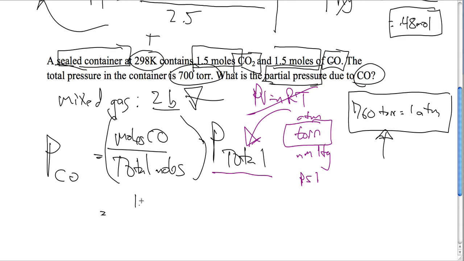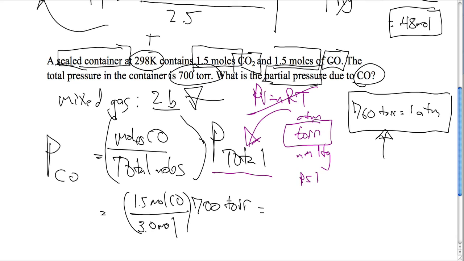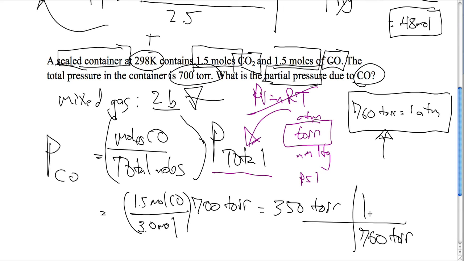So we have 1.5 moles of CO. Total moles is 3.0 moles. And we're going to multiply that by 700 torr. Notice this ends up being 0.5. 700 divided by 2 is going to be 350. If you wanted to convert that to ATM, you could do it by dividing it by 760. And you guys can go ahead and do that. I'm not sure what it would be.